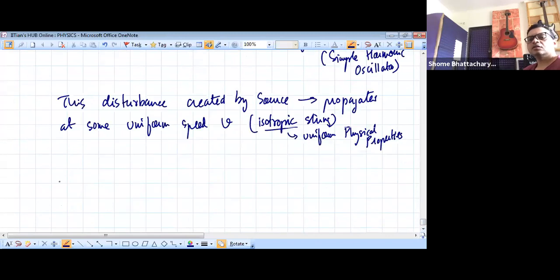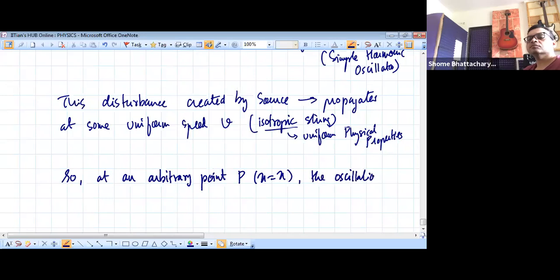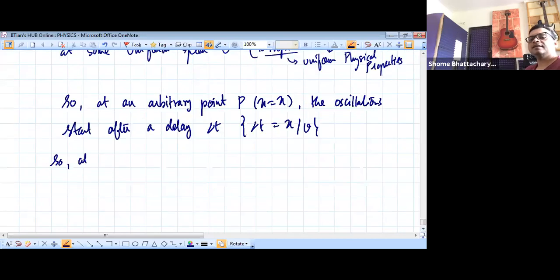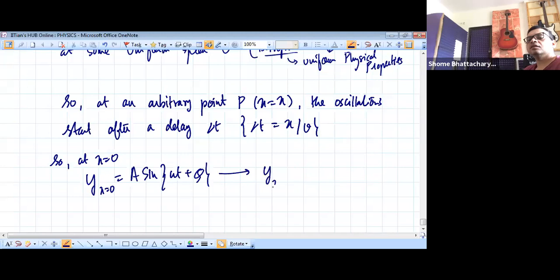So as a result of this, at an arbitrary or general point P, which is at x equal to x, the oscillations start after a delay delta t, where that delta t will be basically the distance the disturbance has traveled divided by the speed at which it travels. At x equal to 0, the disturbance was given by this equation. Correspondingly, at x equal to x, the disturbance will be given by omega into (t minus delta t), because it's got delayed.